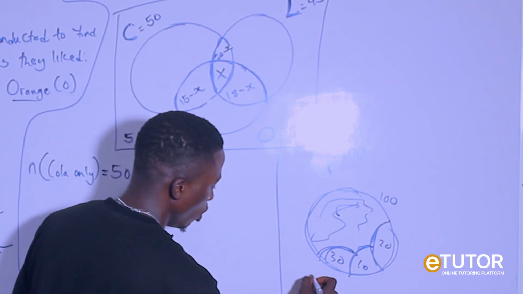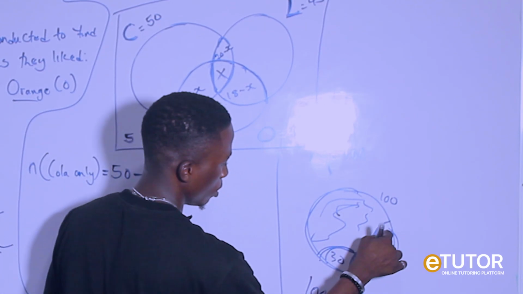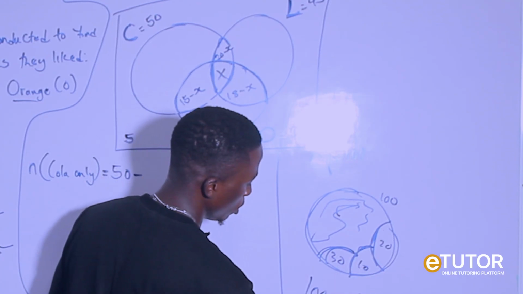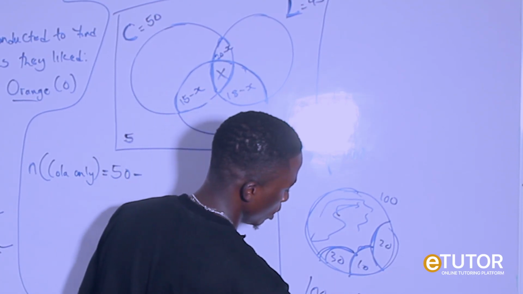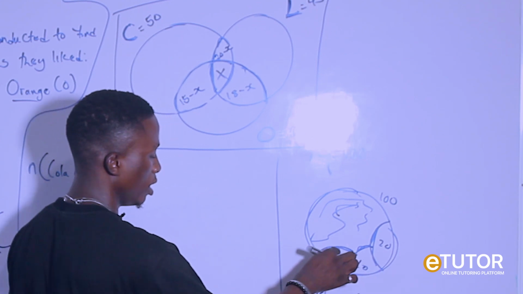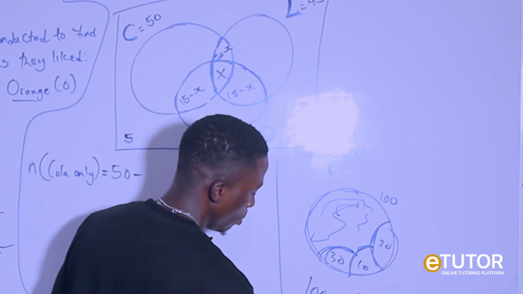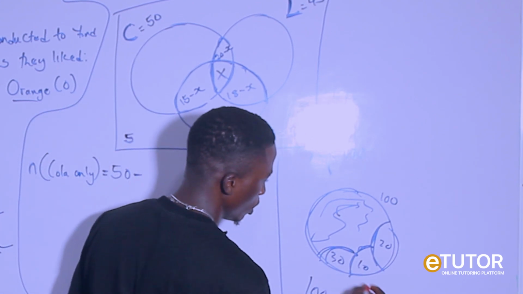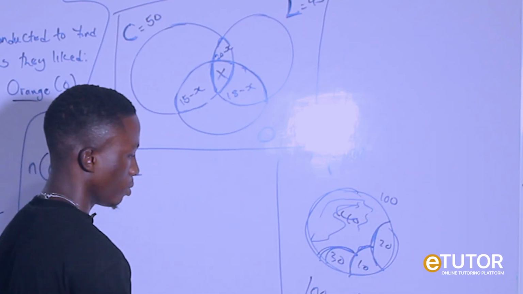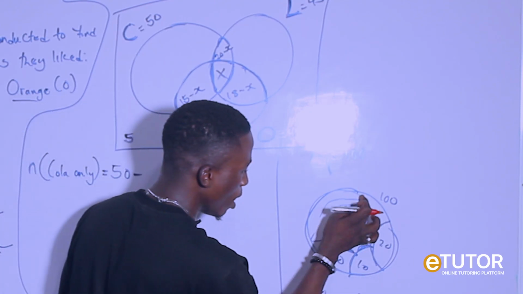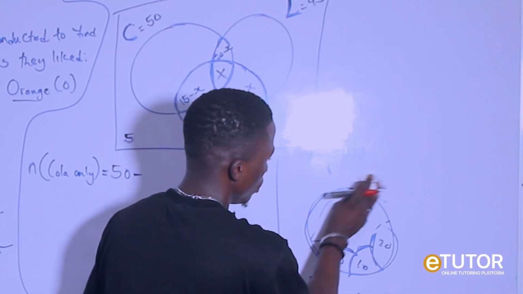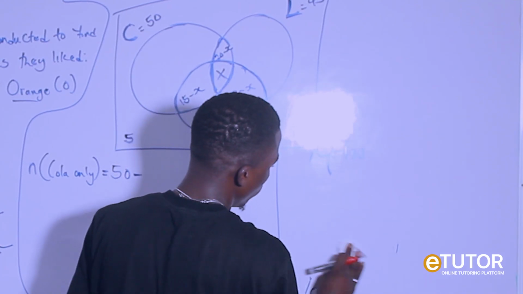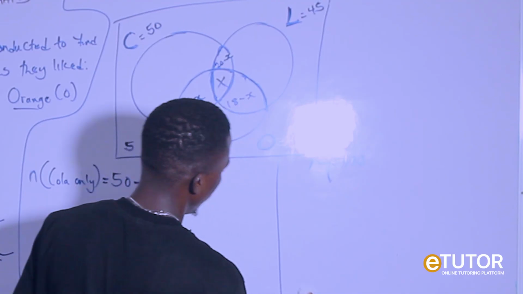So what will be the value of this portion here? That will just be 100 minus 20 plus 10 plus 30. 20 plus 10 is 30, 30 plus 30 gives 60. That will be 100 minus 60, which is equal to 40. So here will be 40. That's the value of here only. With this knowledge, let us solve the question we have on the board.